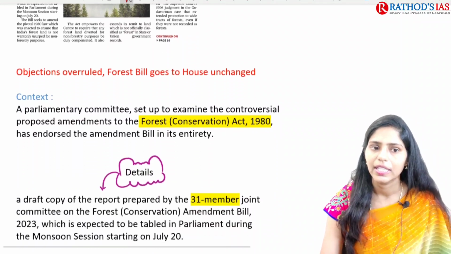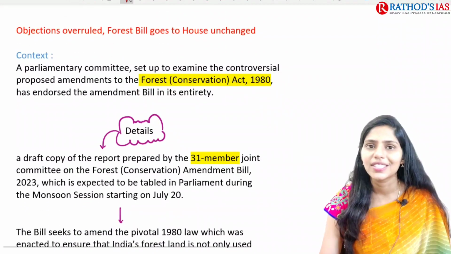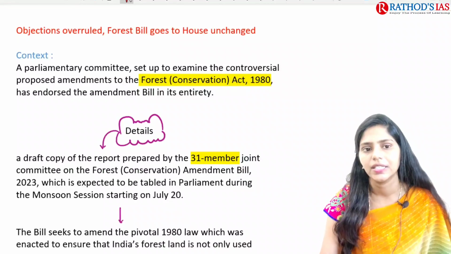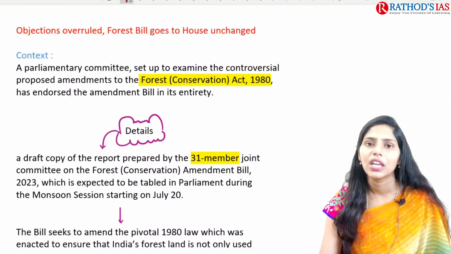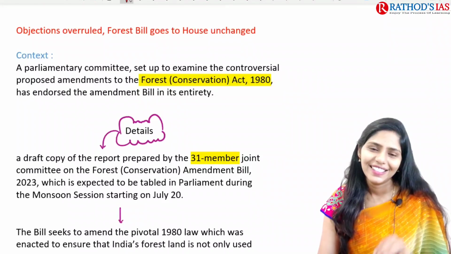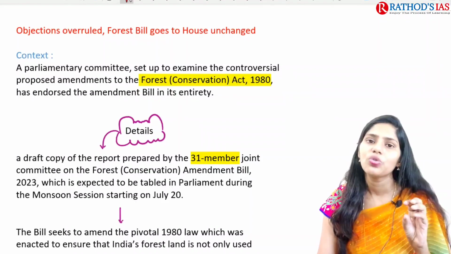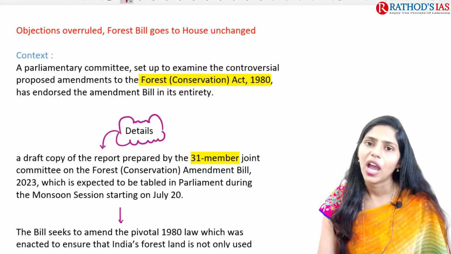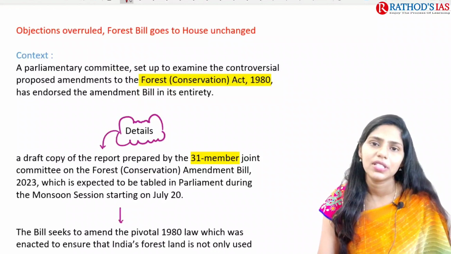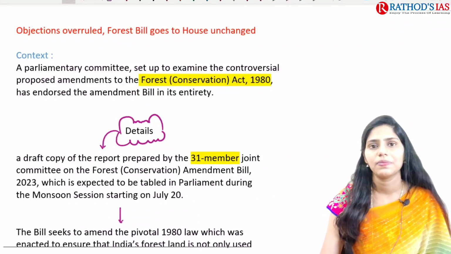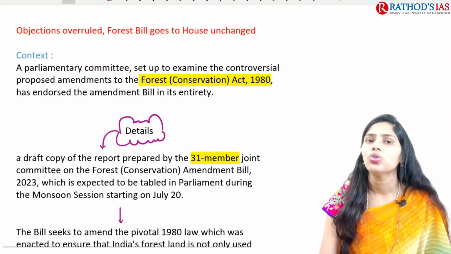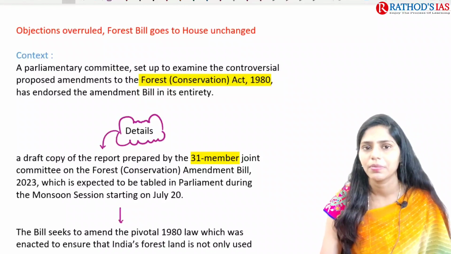Now let us try to see the context. A parliamentary committee was set up to examine the controversial proposed amendments to the Forest Conservation Act of 1980. Finally, the parliamentary committee gave the signal for this bill. Here you have to see parliamentary committees: which are the parliamentary committees, the different types, why they are established, and what their role is. This is given in your Laxmikant book, so open Laxmikant and go through the chapter on parliamentary committees.